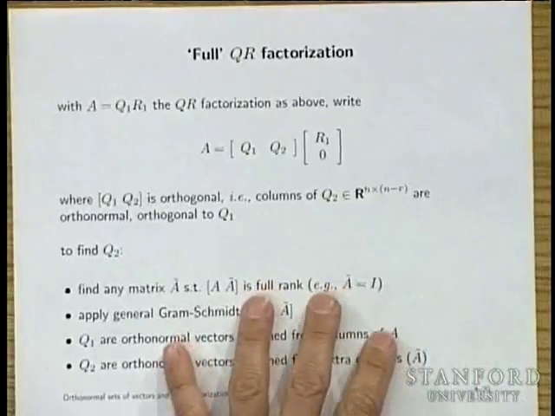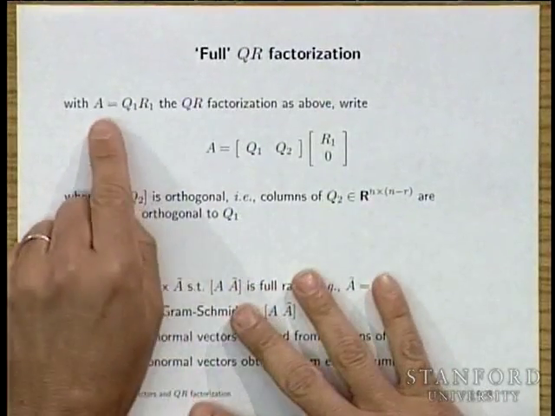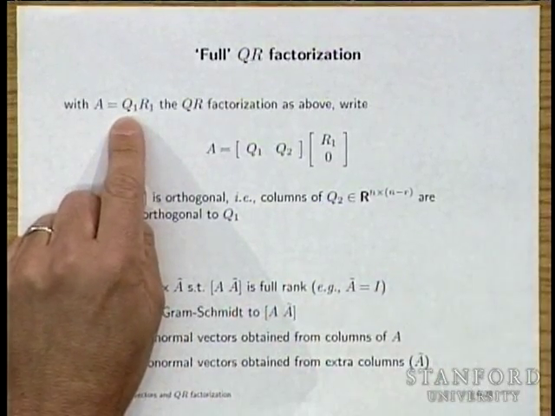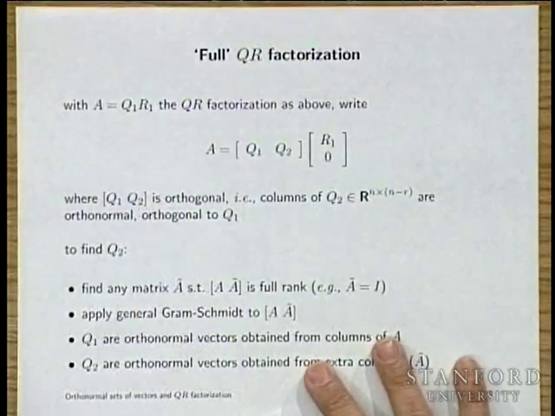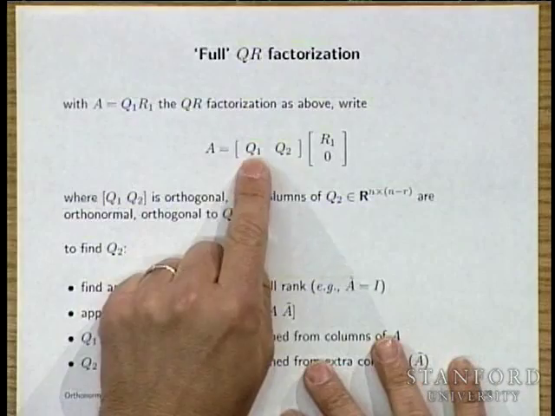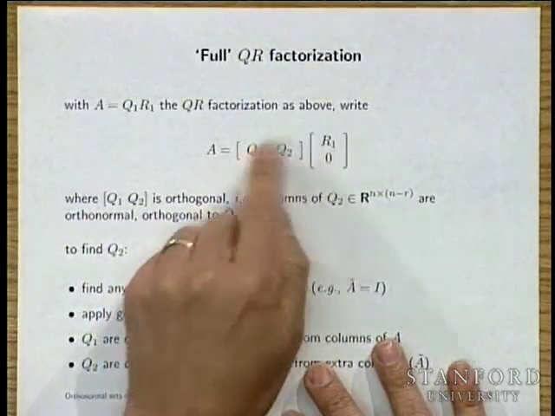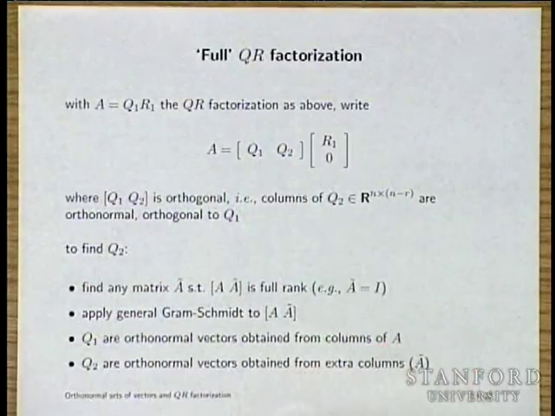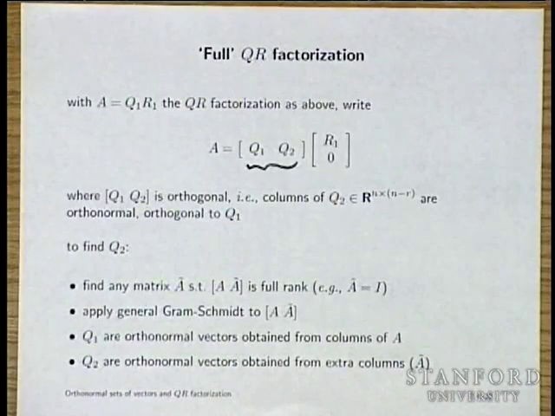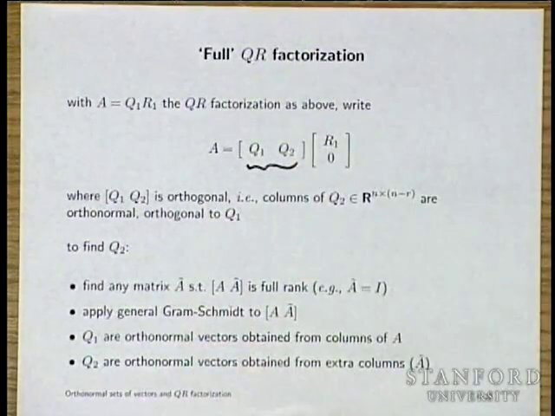I'll mention one more thing, which is the full QR factorization. You write A equals Q1 R1. Let's call that the QR factorization we just worked out, without the permutation. Let's assume it's full rank; it doesn't matter either way. Then you write Q: here you put Q1, and you fill this out to make it square. And you put a 0 here.